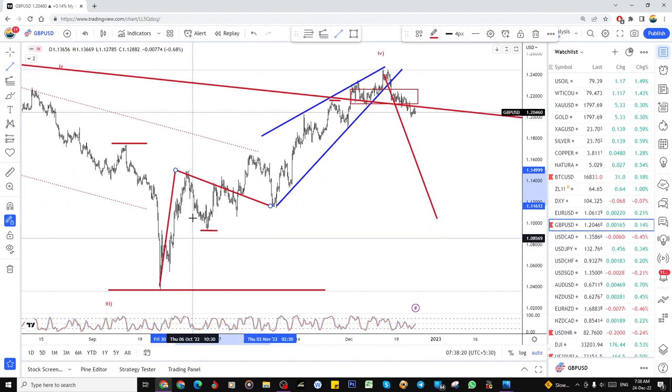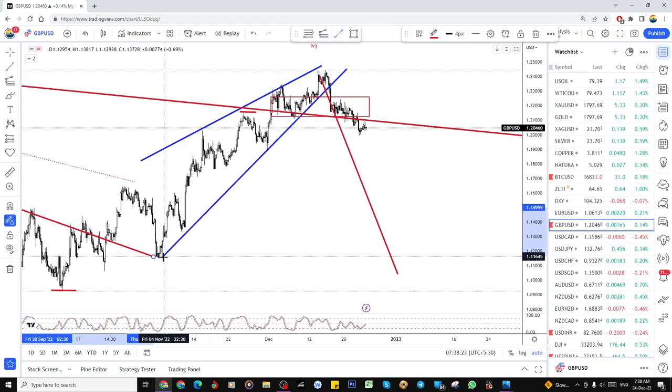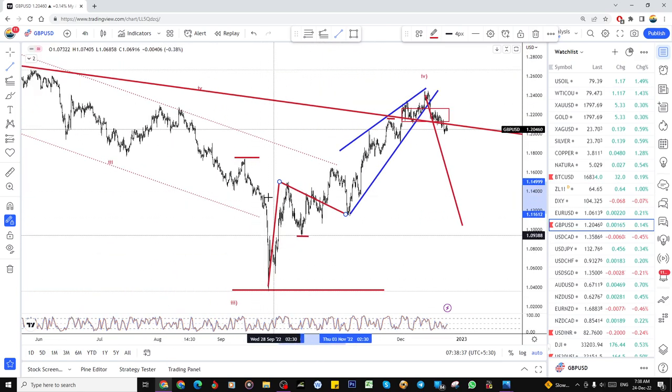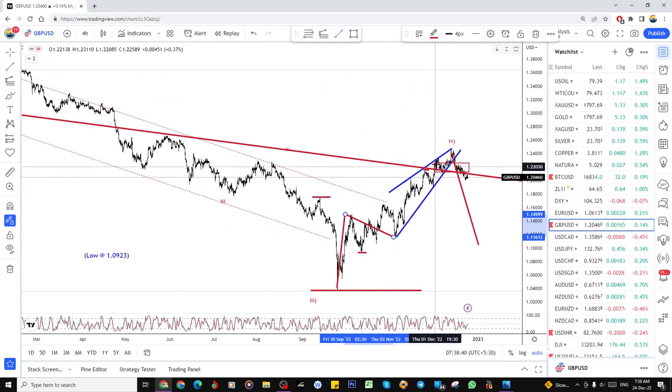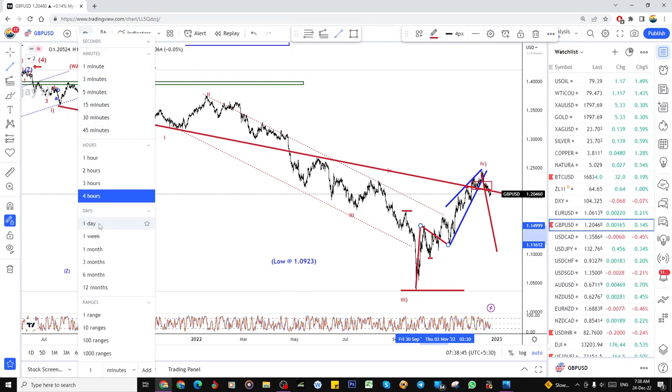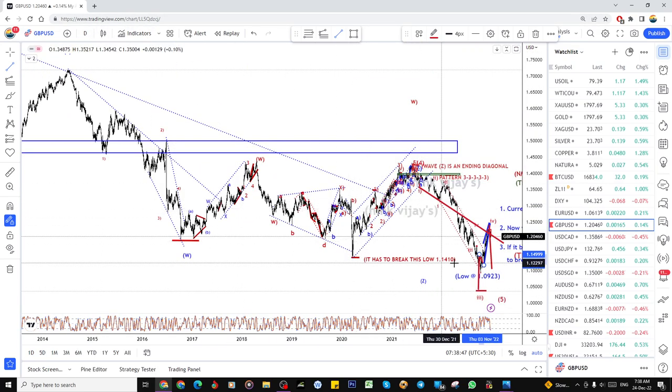Look at this: ABC is a 1, ABC is a 2, so ABC is a 3 here, or this is the A, this is the B, and this is the C, 3, 4 and 5. So somewhat a diagonal has been completed here, whether this is a bigger ABC or a leading diagonal. It's a confusion here, because all the targets have been hit in my positional view for DXY, EUR/USD, GBP/USD, except the Australian dollar and New Zealand dollar.